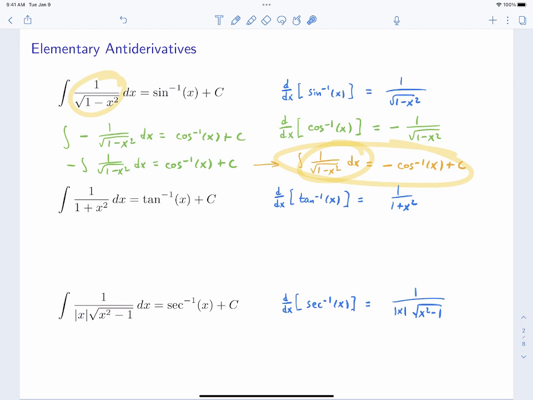The other inverse function which is missing is inverse cosecant, and we have the same sort of thing with inverse cosecant and inverse secant that we have with inverse sine and inverse cosine, so I won't write that down.